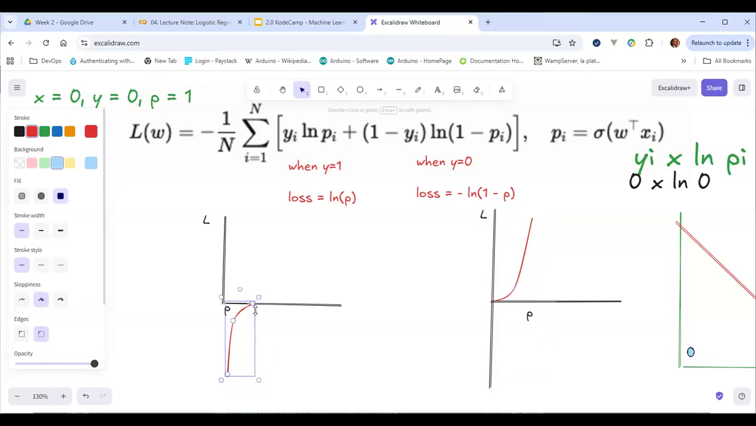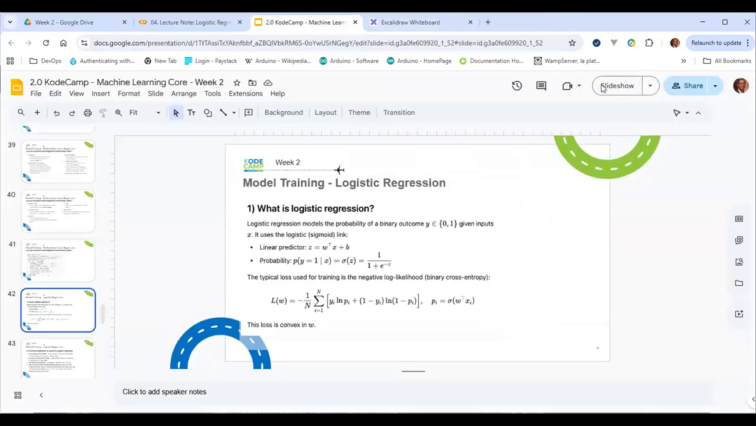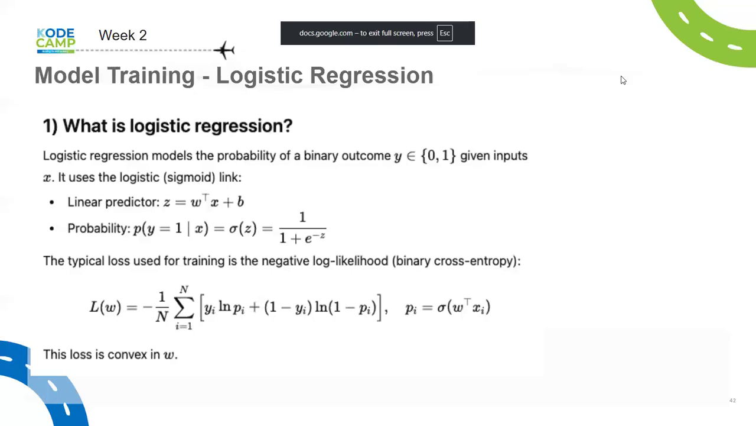So I hope I spent a bit of time on that, but I just needed to do that so that we can understand how the whole thing works. So that is the summary of this.